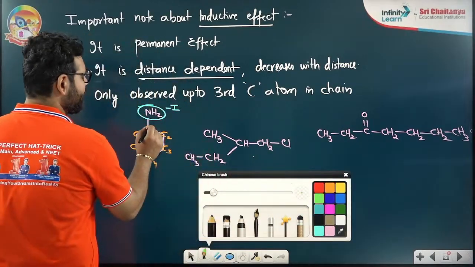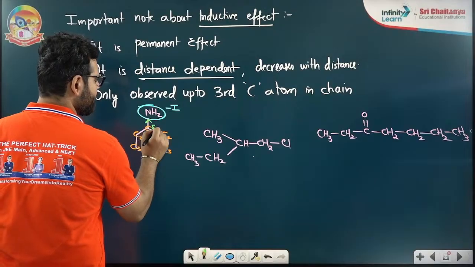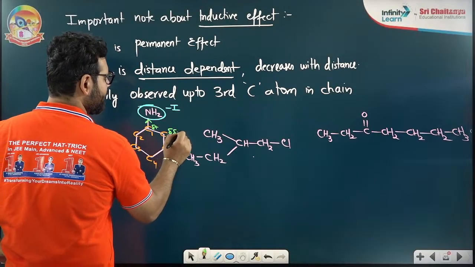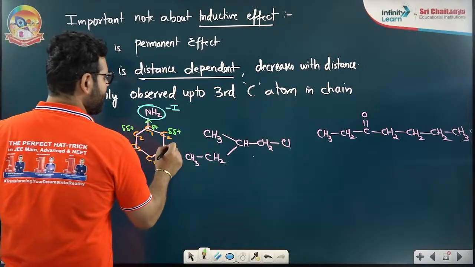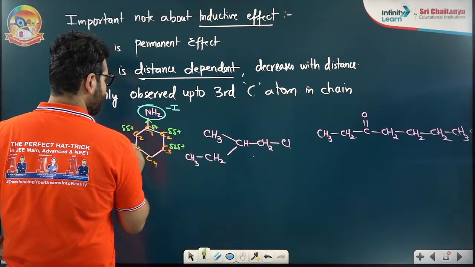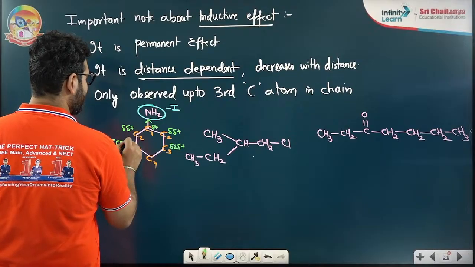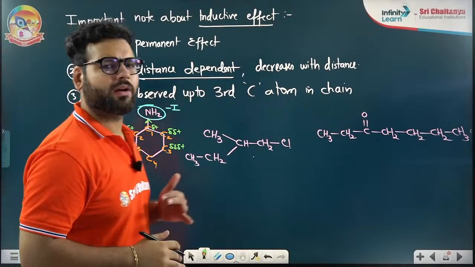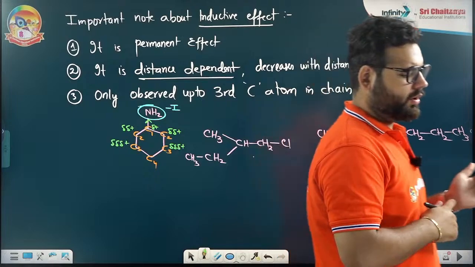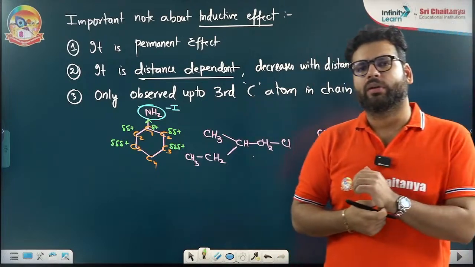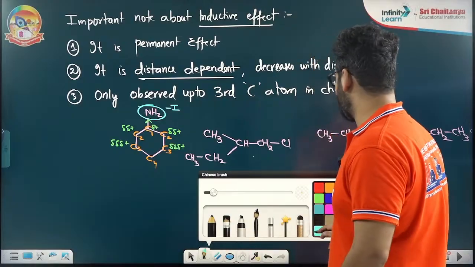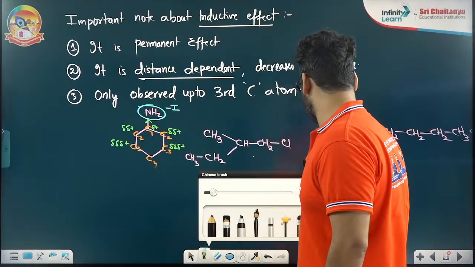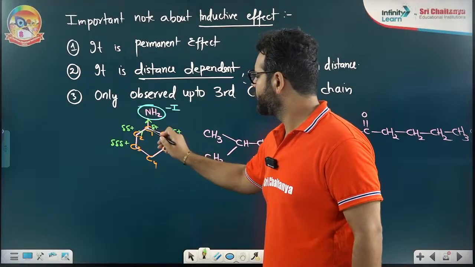So this carbon will feel little bit positive. This will feel little positive. So it is decreasing with distance. Carbon 3 will feel little positive. Carbon 4 will not even get affected. It will not observe any inductive effect. So actually electrons are only moving in this bond, and this bond.